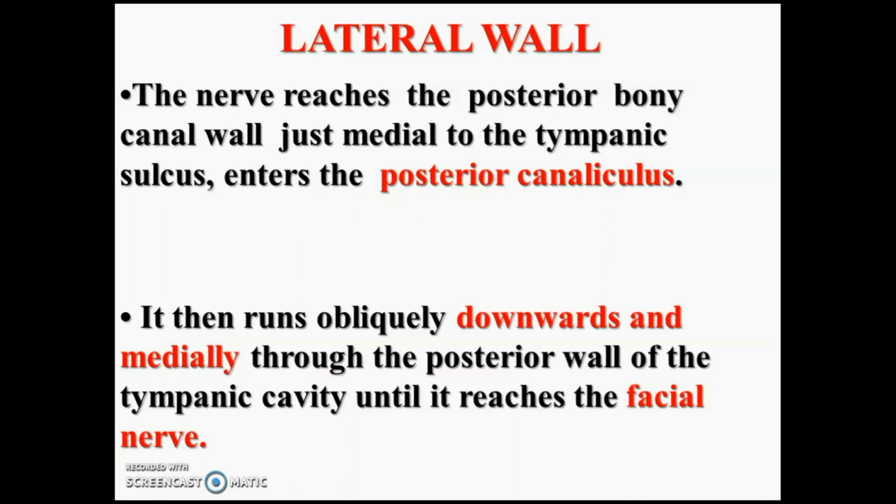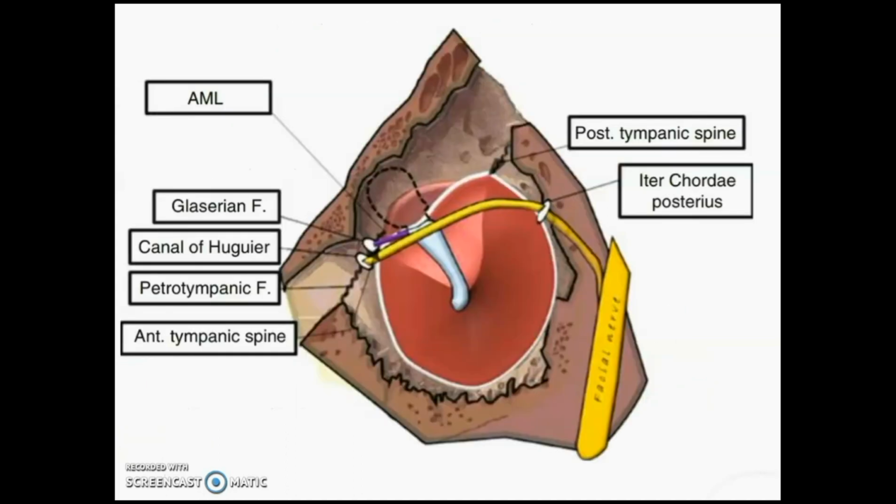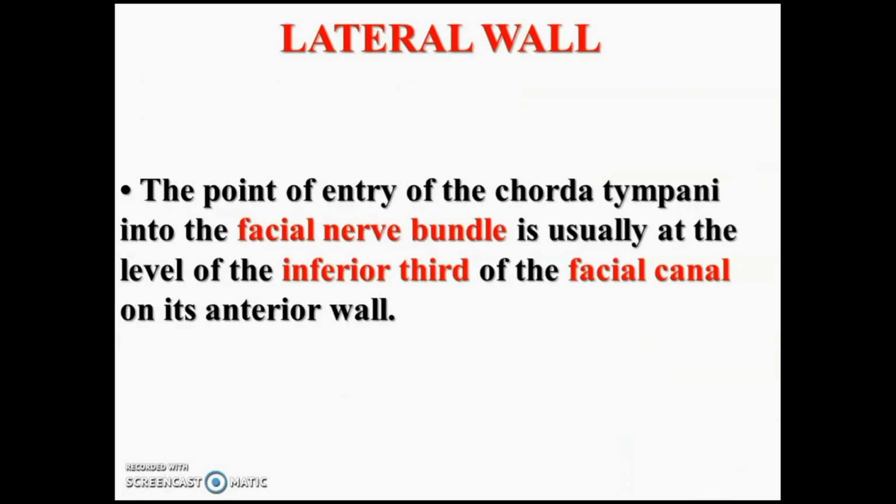Remember that. The chorda tympani has a very close relation with the tympanic membrane. It runs between the two layers of the tympanic membrane there, and it enters the tympanic cavity via the anterior canaliculus and leaves via the posterior canaliculus, also known as the iter chordae posterius, and runs downwards and medially to join the vertical part of the facial nerve in the fallopian canal, which is located in the posterior wall of the tympanic cavity. So, the point of entry of the chorda tympani into the facial nerve bundle is usually at the level of the lower one third of the facial canal on its anterior wall.